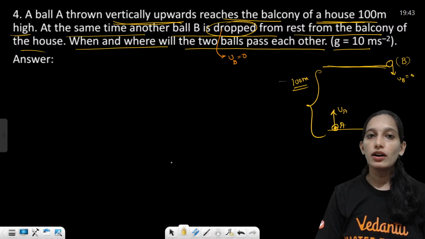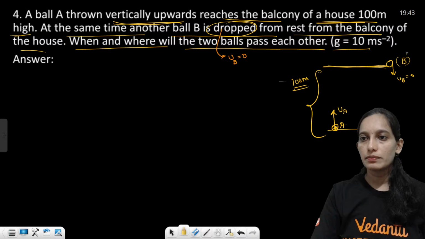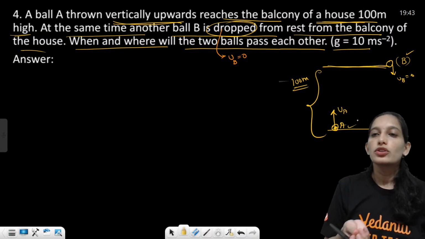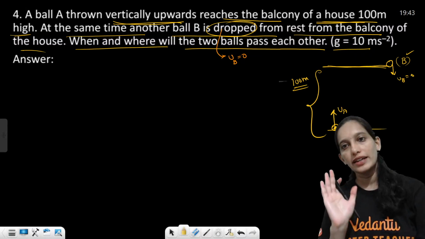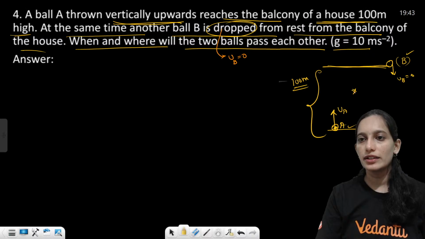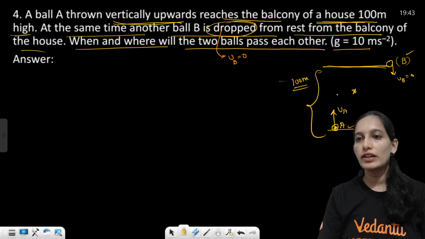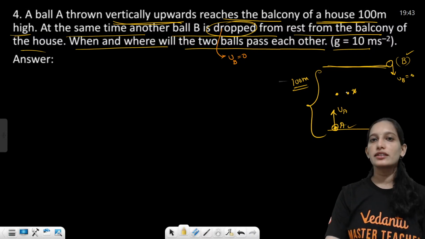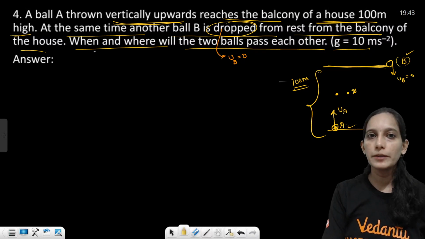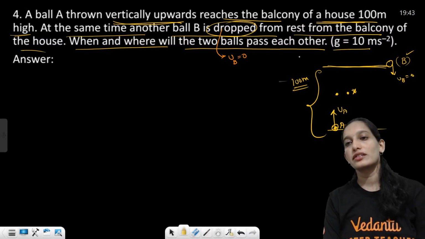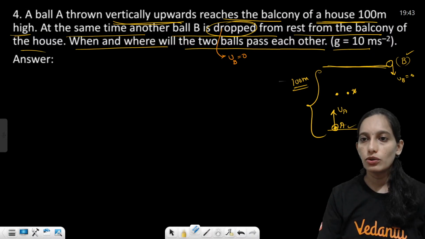So now, this ball B has a downward journey whereas this ball A has an upward journey. At some point of time they meet, let us say somewhere here. When ball A comes here, ball B also reaches this point. That is what is meant: when and where will the two balls pass each other? That is the whole idea here.